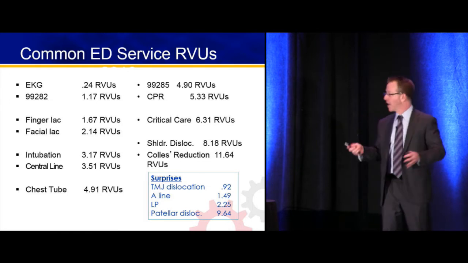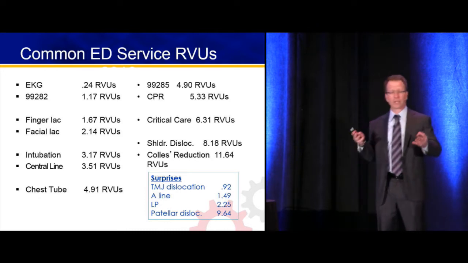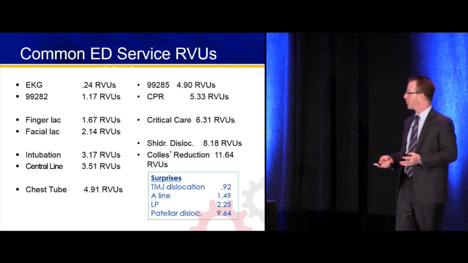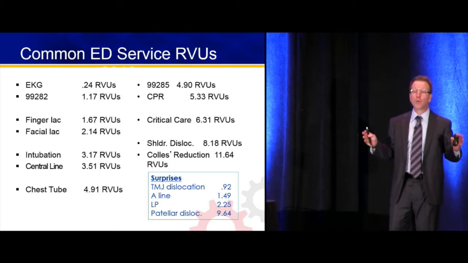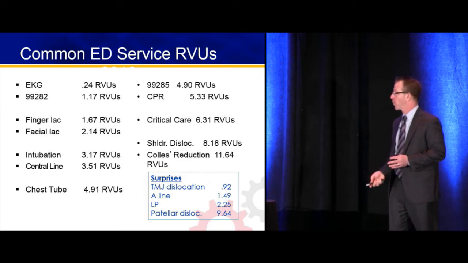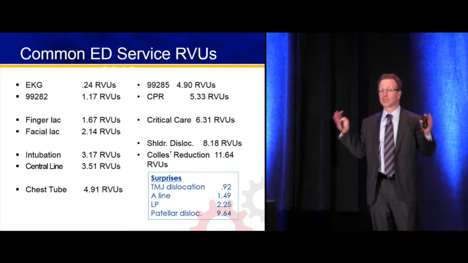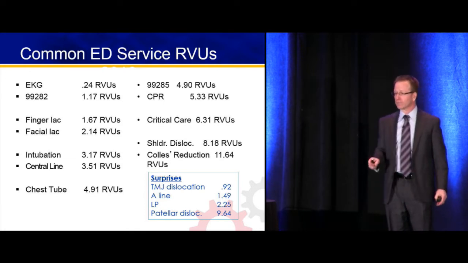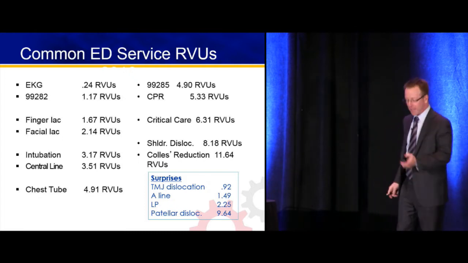And just to demonstrate the politics, TMJ dislocation. Well, I don't know, that's kind of in the musculoskeletal. That's a bone, it's dislocated. Didn't fall under the purview of the orthopedist. The ENTs didn't care about it. 0.92 RVUs. A-line, nobody cared about it in the 90s. 1.49. LP, 2.25 RVUs. Facial lac, 2.14. And then, just to really drive the point home, that patellar dislocation that my high school senior daughter could fix, 9.64 RVUs. So the question is, what about the clavicle fracture? It's about 6.8 RVUs for a clavicle fracture.